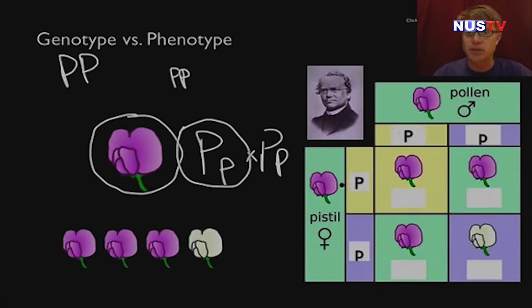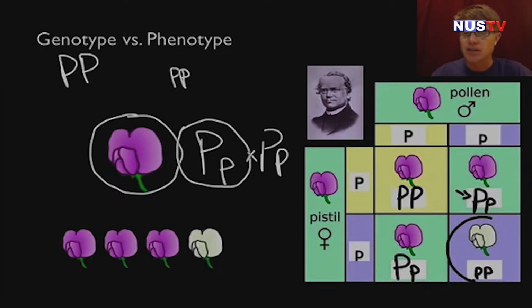So here's big P, big P. We get a big P from one, a big P from the other, so that'd be big P, big P. Since big P is dominant, we get a purple flower. On the next one, I'm going to take a big P from here, a little p from here, and that would still be purple because this one is a dominant allele or a dominant gene. Down here, we get a big P from here and a little p from here, and so that's purple. And the reason we get white flowers is that you get a little p from both of the parents.